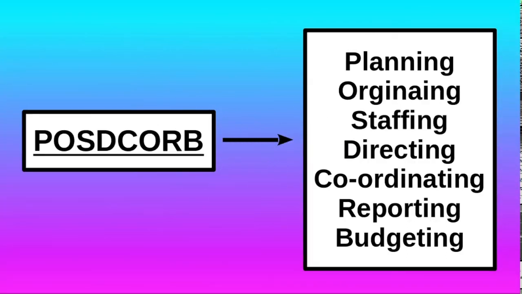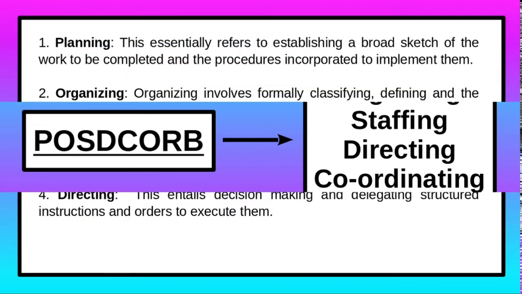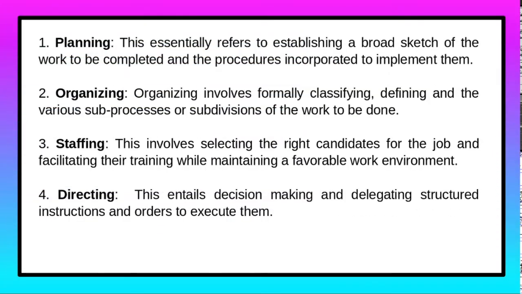In POSDCORB there are planning, organizing, staffing, directing, coordinating, reporting, budgeting. Now let's have more detail. One, planning. This essentially refers to establishing a broad structure of the work to be completed and the procedures to implement them. Two, organizing.